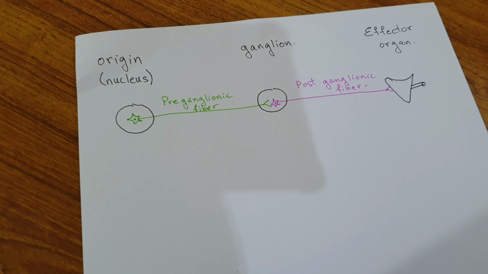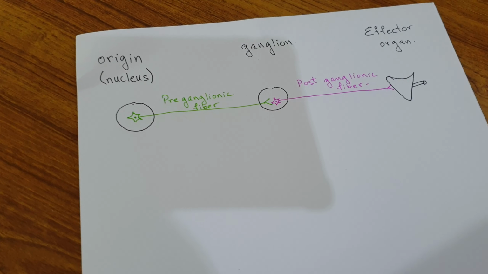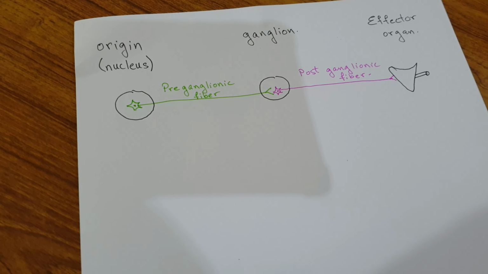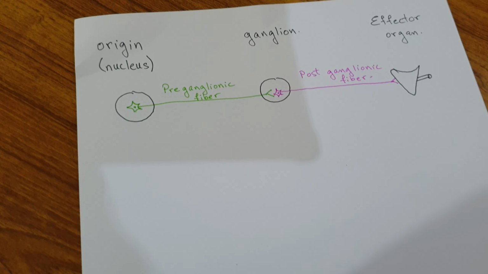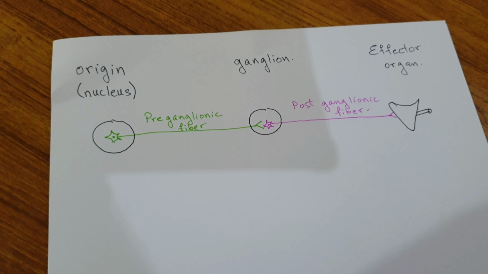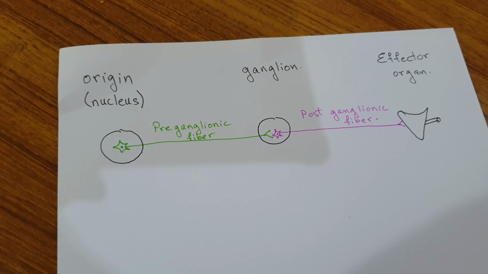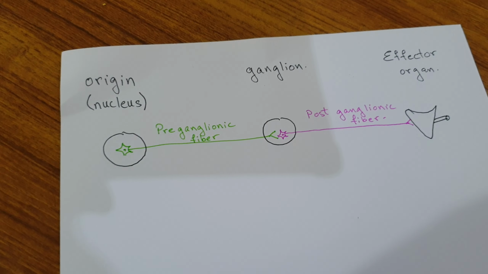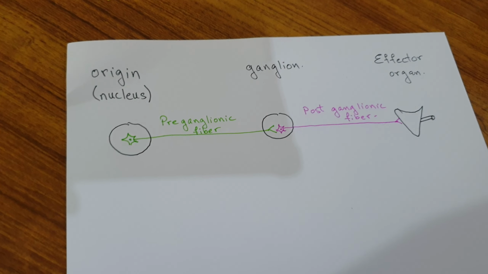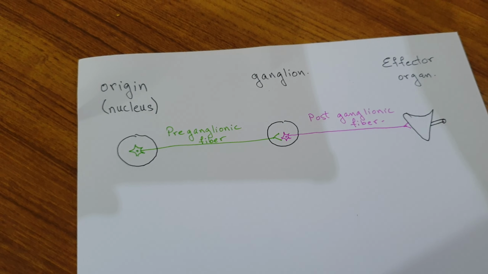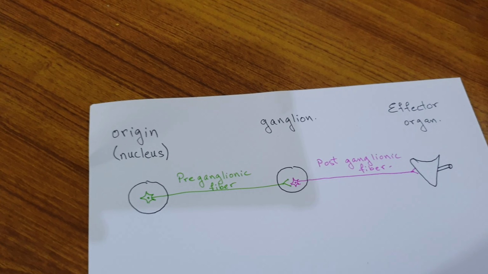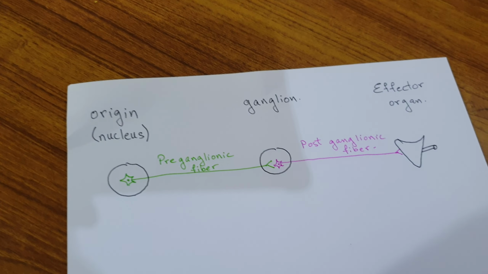So before studying the autonomic nerve supply of the parotid gland, we first need to know the basic plan of how the autonomic nervous system works. I will give a detailed video about the autonomic nervous system later, but I'm just giving you an overview of how it works. The autonomic nervous system may be the sympathetic or the parasympathetic system. It has one basic plan.